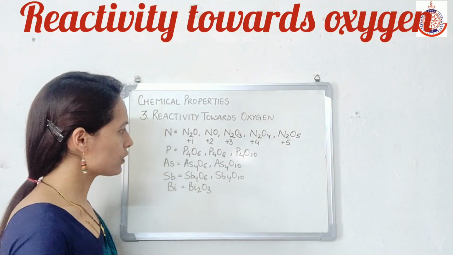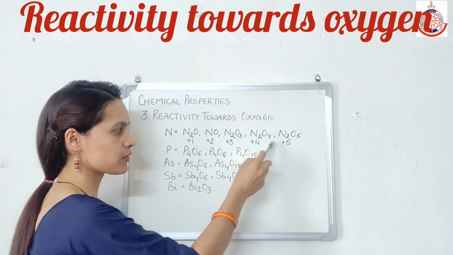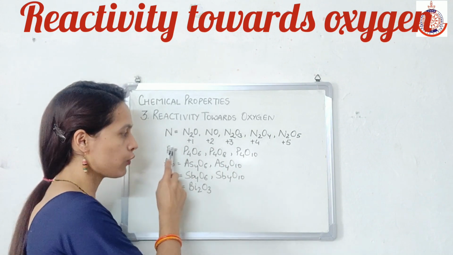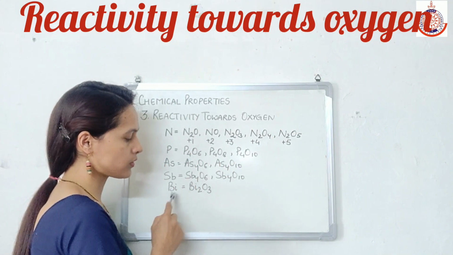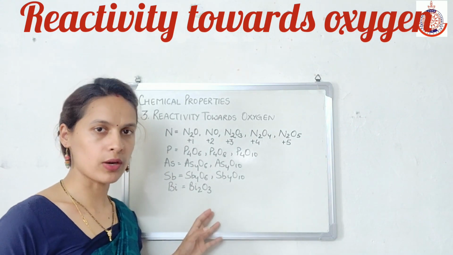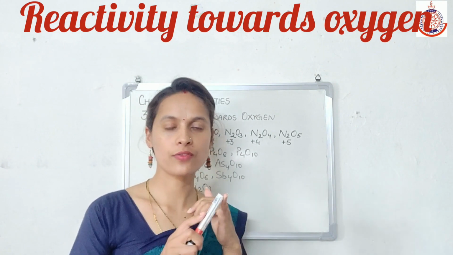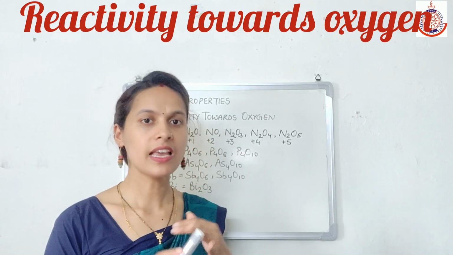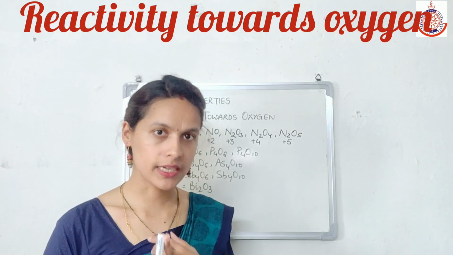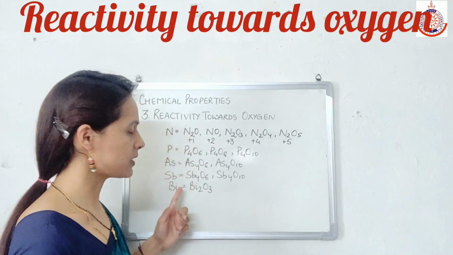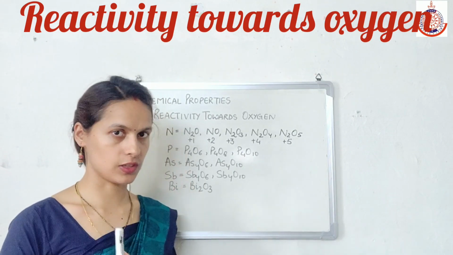Clear? So nitrogen forms 5 oxides, with +1, +2, +3, +4, +5 oxidation states. Phosphorus forms 3 oxides, arsenic and antimony form 2 oxides, whereas bismuth forms only 1 oxide. Why is it so? Because on moving down the group, first of all, electronegativity decreases, and second, the tendency to form p-pi bond also decreases. As a result, bismuth forms only 1 oxide when it reacts with oxygen.